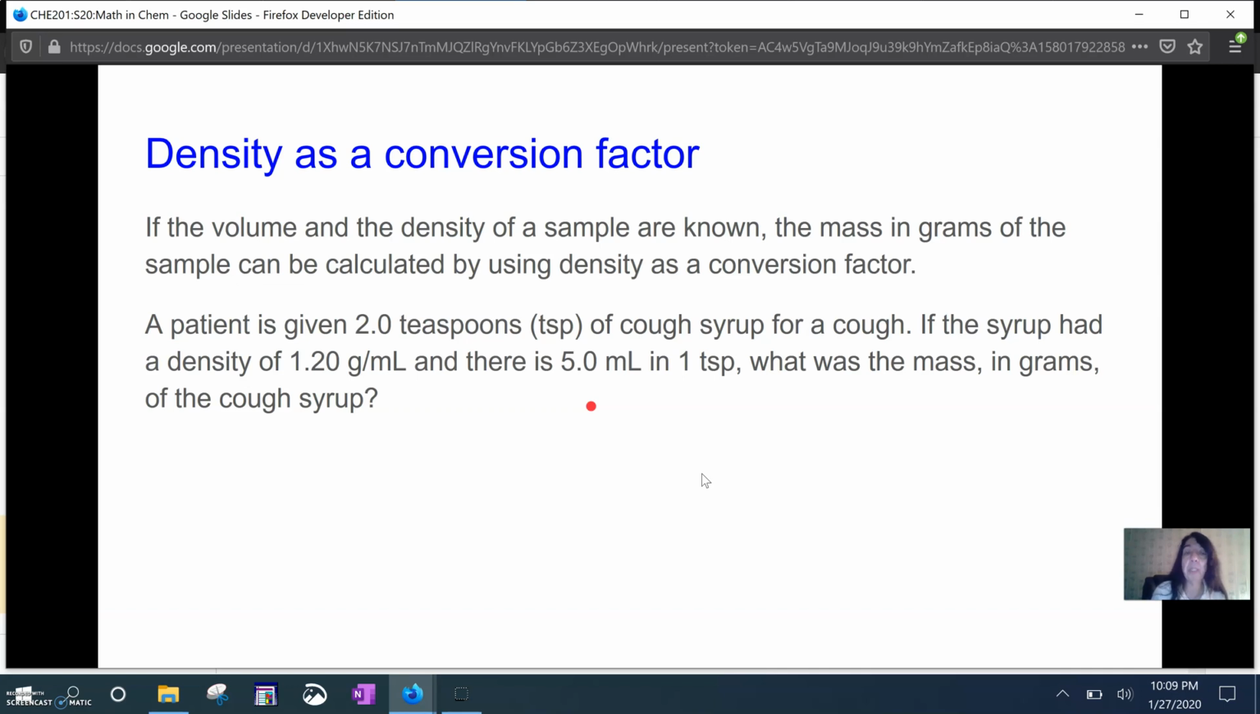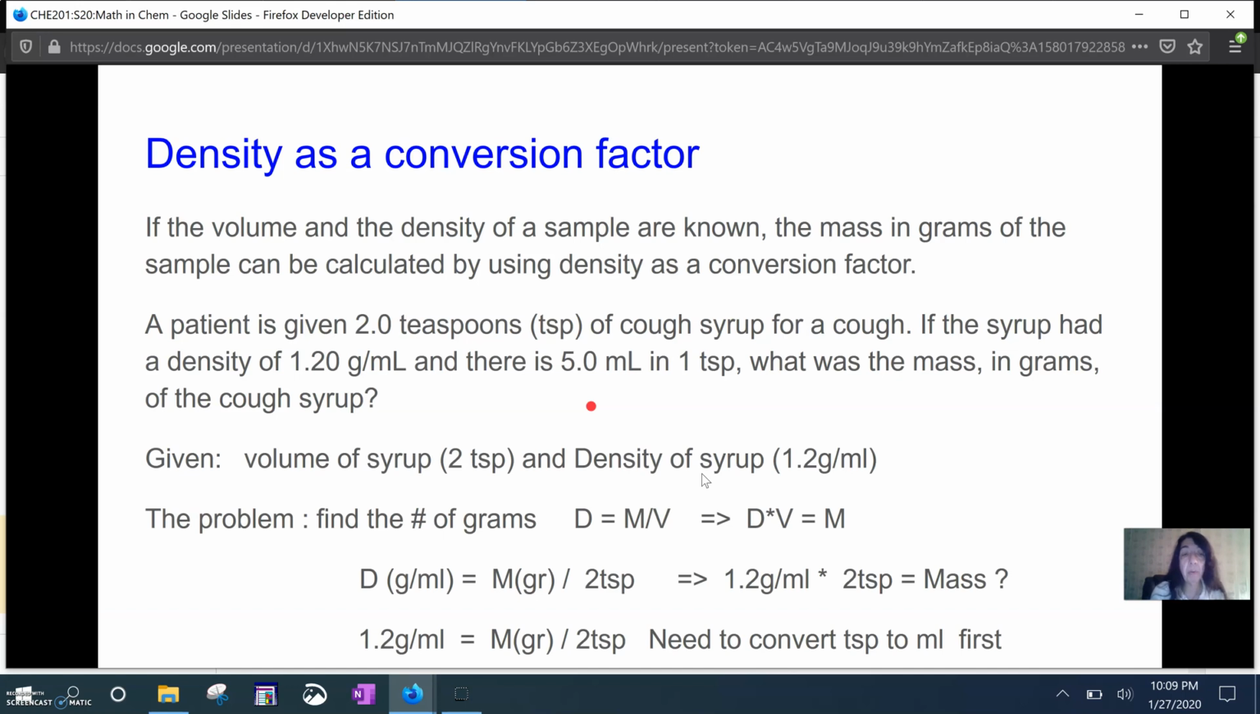You're given 2 teaspoons of cough syrup for a cough. If the syrup has a density of 1.20 grams per mL and there are 5.0 mL in a teaspoon, what is the mass in grams of the cough syrup? So again, we start with what we have. You're given some volume and you're given a density, but you're not really given any mass. So you say, how do I find the mass? And this is where you're going to use density to find the mass.